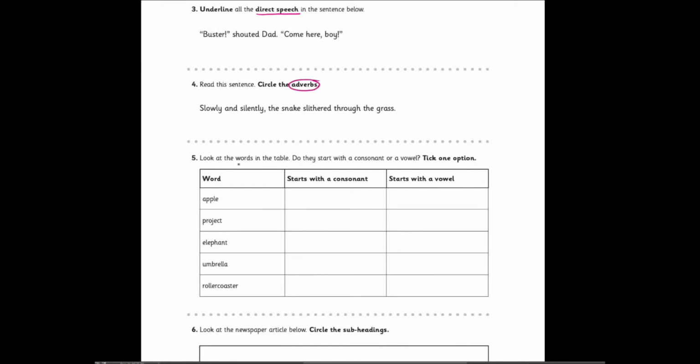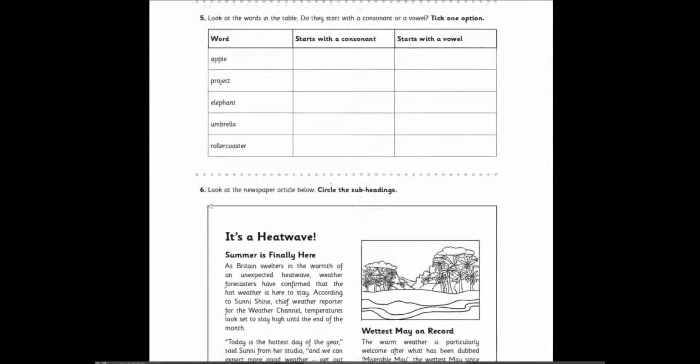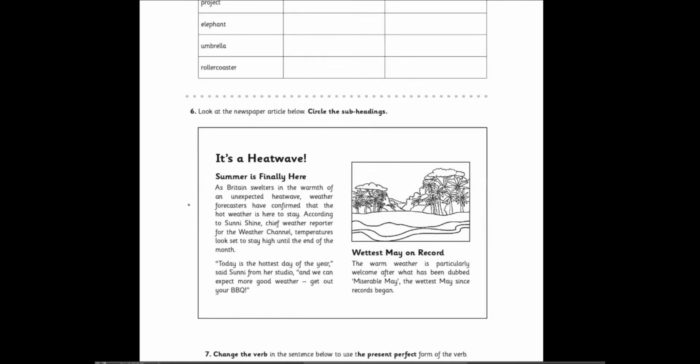Okay, number 5, look at the words in the table. Do they start with a consonant or a vowel? Tick one option. So remember, vowel, there are 5 vowels. We've learnt them all. The sounds that the vowels make are a, e, i, o, u. So have a look through these and decide, do these words here start with consonants or with vowels? Tick one option.